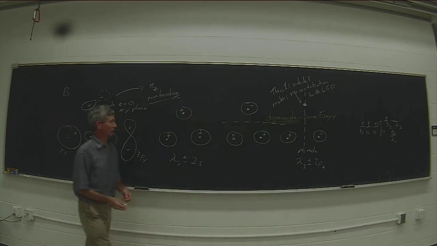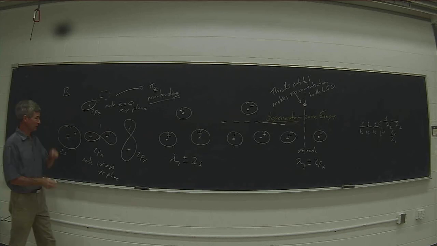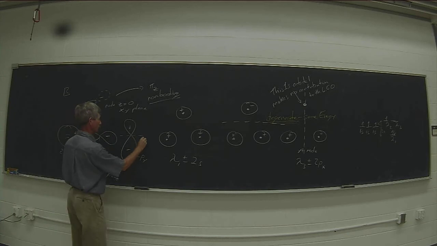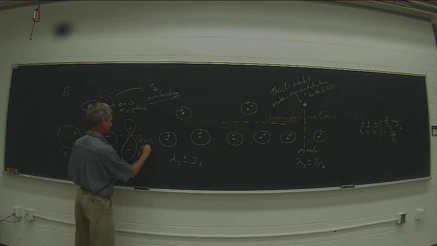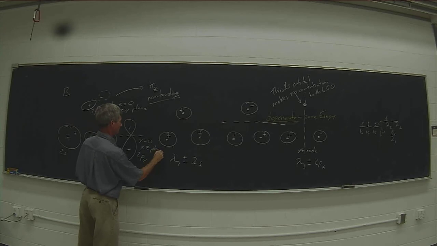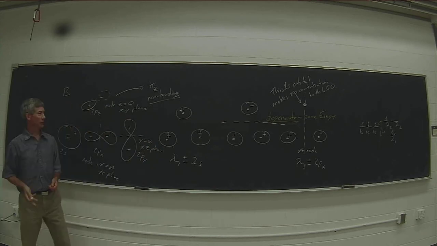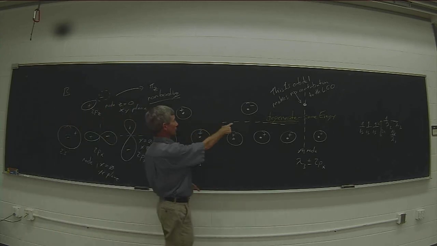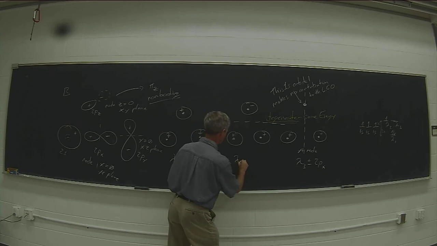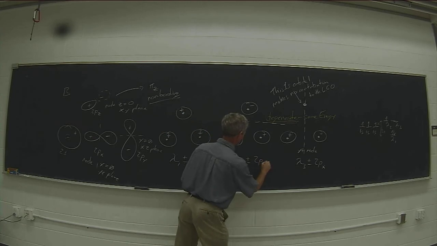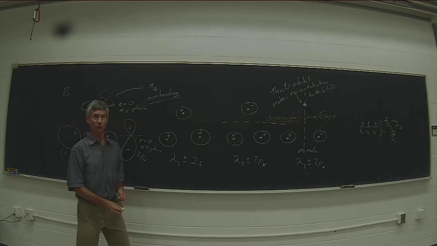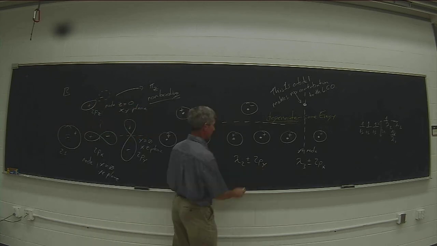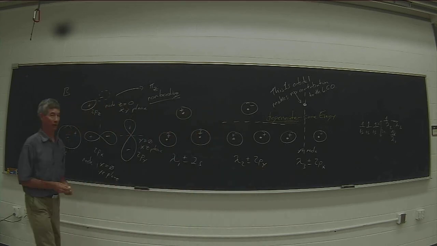So that's 2 more combinations. And conveniently, 2py has a node at y equals 0, which is the xz plane. And that's exactly the same place as the node is on lambda 2. So our final 2 combinations will be lambda 2 plus and minus the 2py orbital.